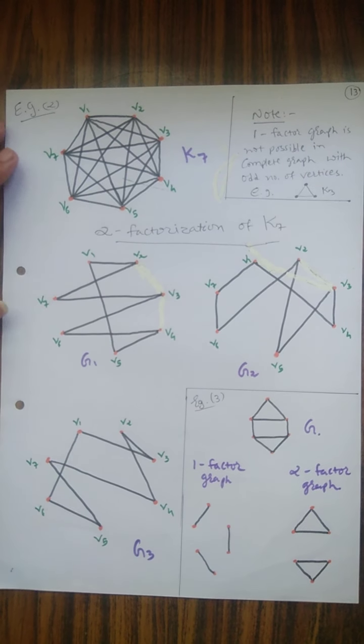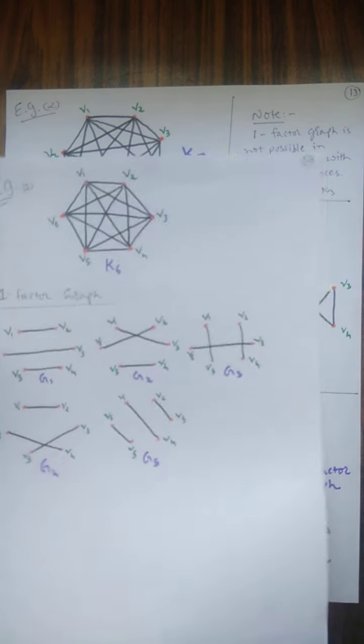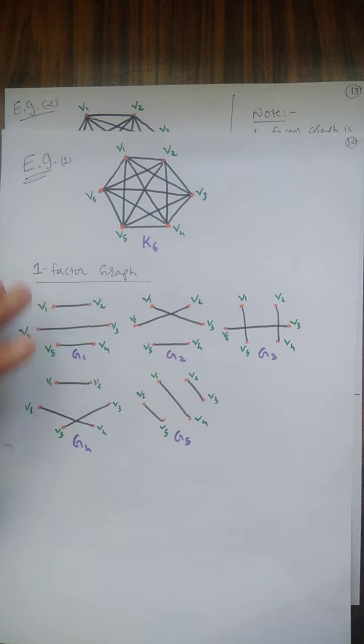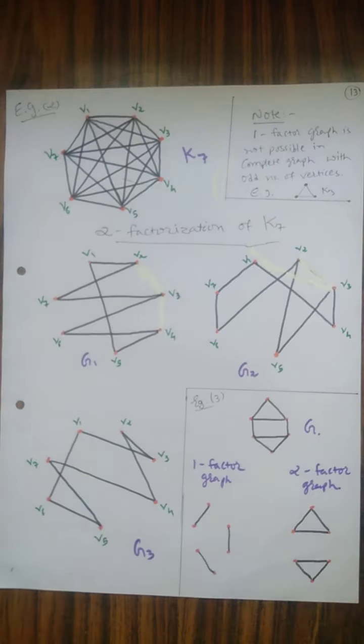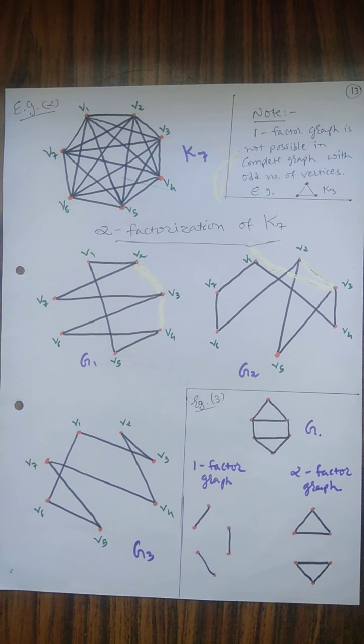Now we take another example. You can see that this is an even graph, so we can easily find a one factor here. Also we can find 2 factor, 3 factor, 4 factor also. But when we have an odd number of vertices, that is, case 7, we can't find a one factorization. We have to start from the 2 factorization.